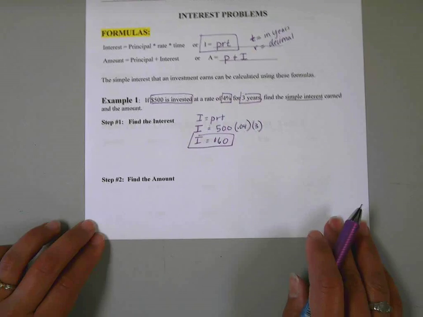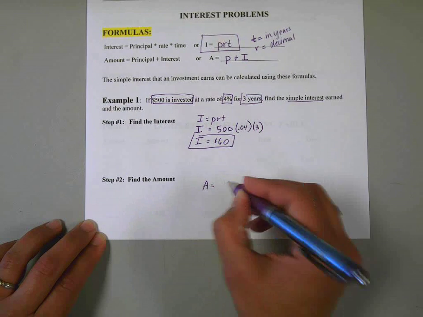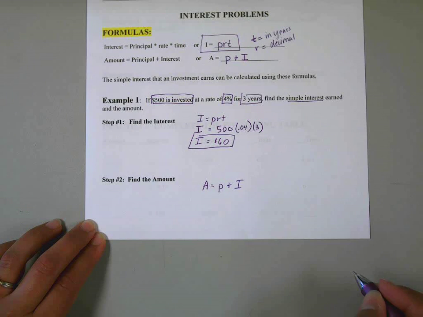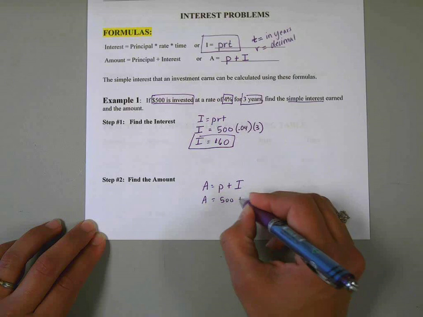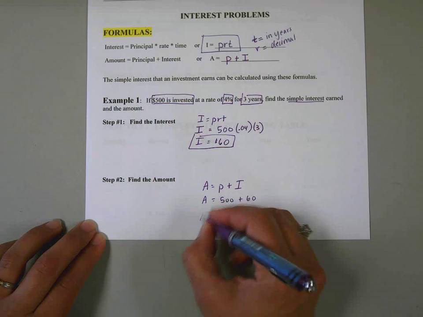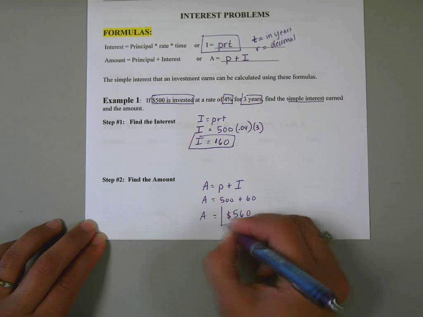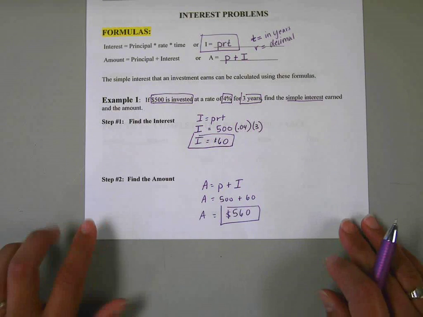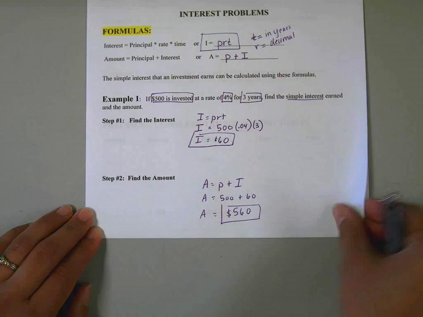But we also want to know the amount, the total amount. Remember, the amount is going to be the principal, the original principal, plus the interest earned. So the amount is $500 plus $60. So the total amount would be $560. So all we're doing is taking what we know from the problem, substituting into our formula, and solving. That's how you find interest.